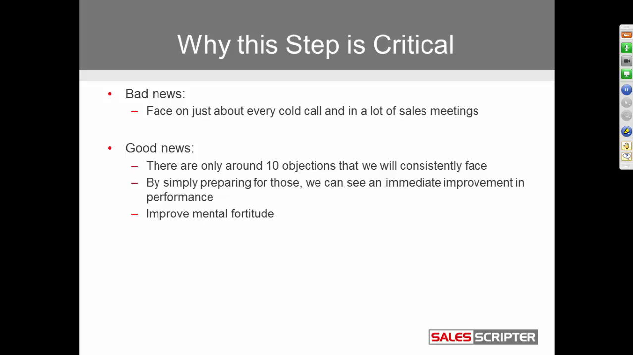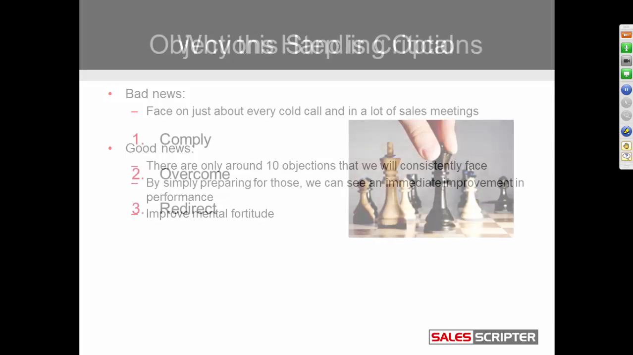You face objections so much, and when you get them and you get shot down, that's not fun. And so when you go from basically being beat up, figuratively speaking, to knowing exactly what to do and getting around those, you're going to drastically improve your mental strength when you're prospecting.